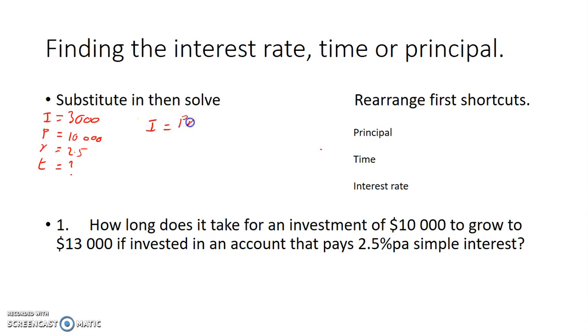So we'll put this into the formula. I equals PRT over 100. So principal was 10,000 times an interest rate of 2.5 times a time, which we don't know, so we'll leave that as a question mark, over 100. The other part we do know though is I, interest. So interest is 3,000. We can backtrack on this, or we can use solve on the calculator.